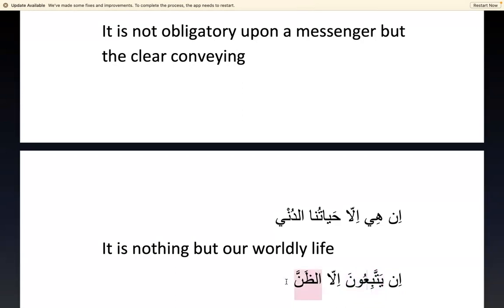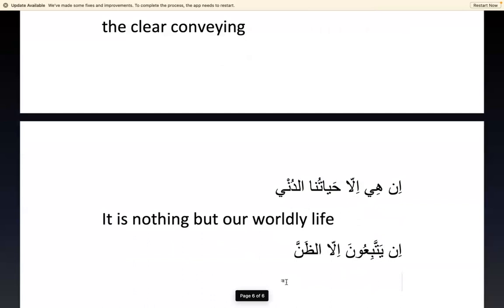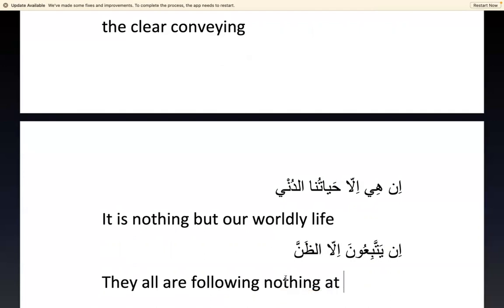Zanna means guesses, assumptions. Assumptions or guesses. So how will you translate this now? They are following, but exception. They all are following. Good guessing, but no, it's assumptions. You're missing something. They all are following nothing but. Nothing at all, assumptions.